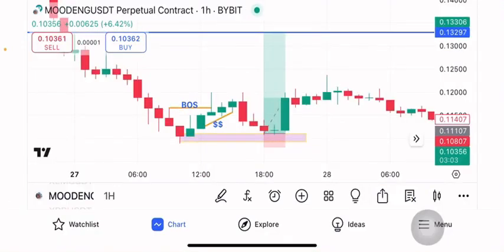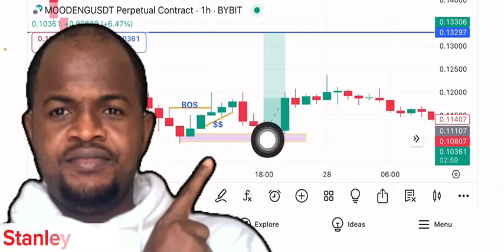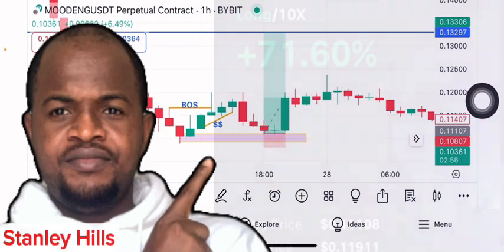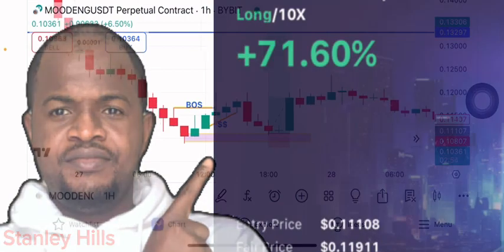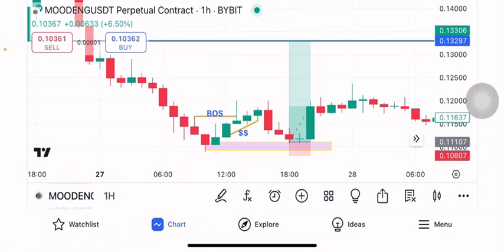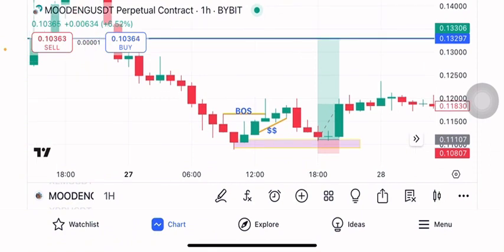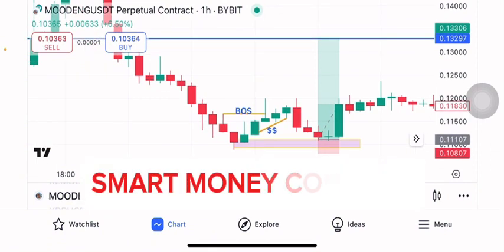Alright guys, I want to show you how I took this trade that gave me this profit. I made about 70% profit on this trade. It's a simple strategy that I just want to show you. It's called the SMC strategy, smart money concept.